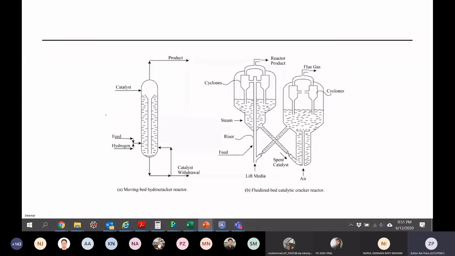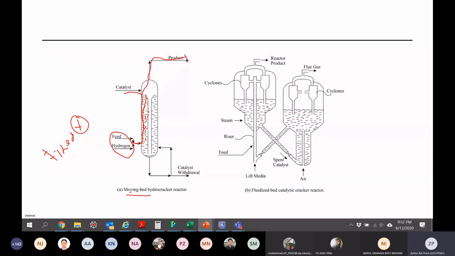I don't know if you have heard of something called a moving bed reactor. It's not a fixed bed, and it's not a fluidized bed like this, but it's a moving bed. So the catalyst comes here, and then it gets in touch with the feed and hydrogen, makes some reactions, and we get the product coming out.